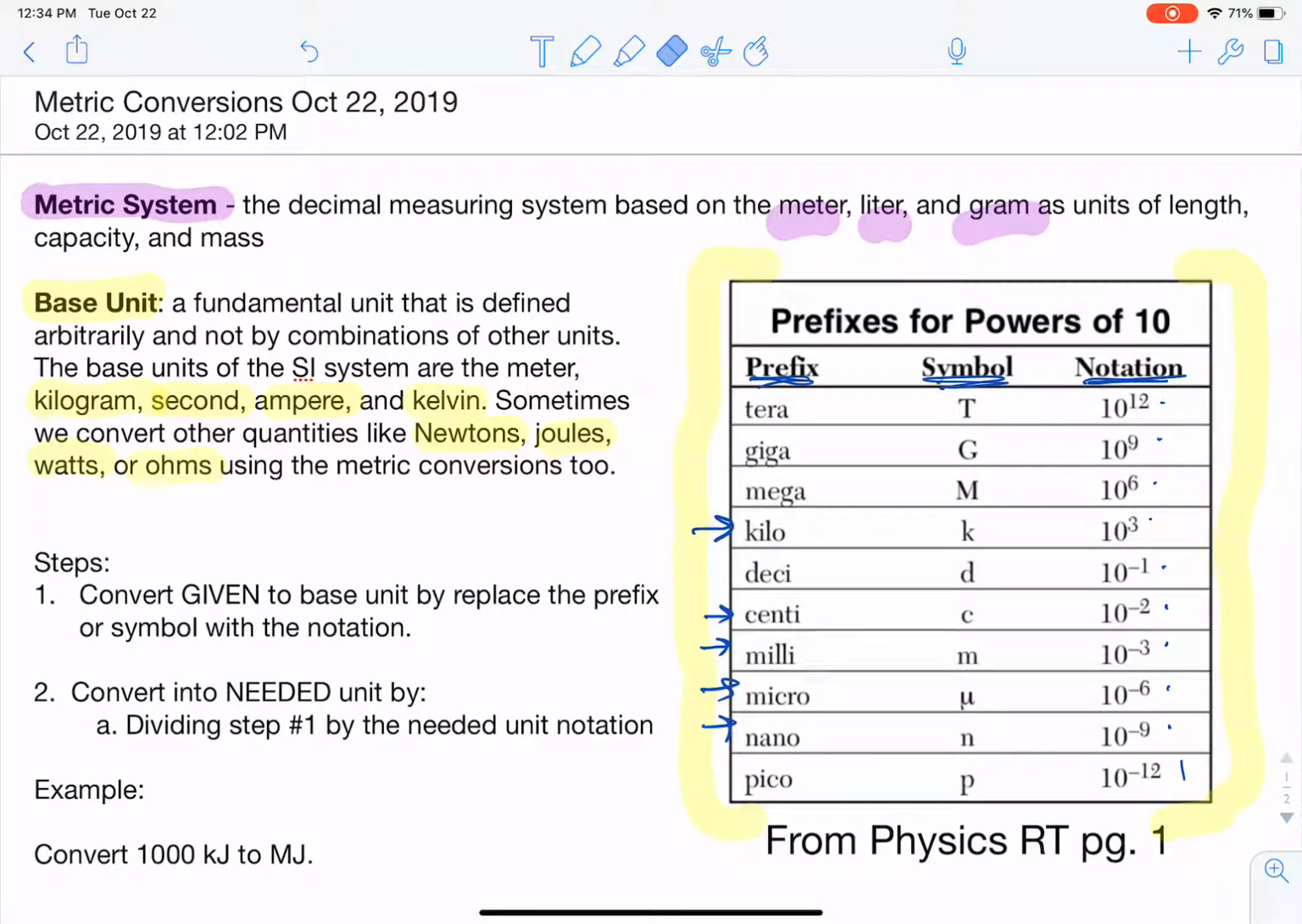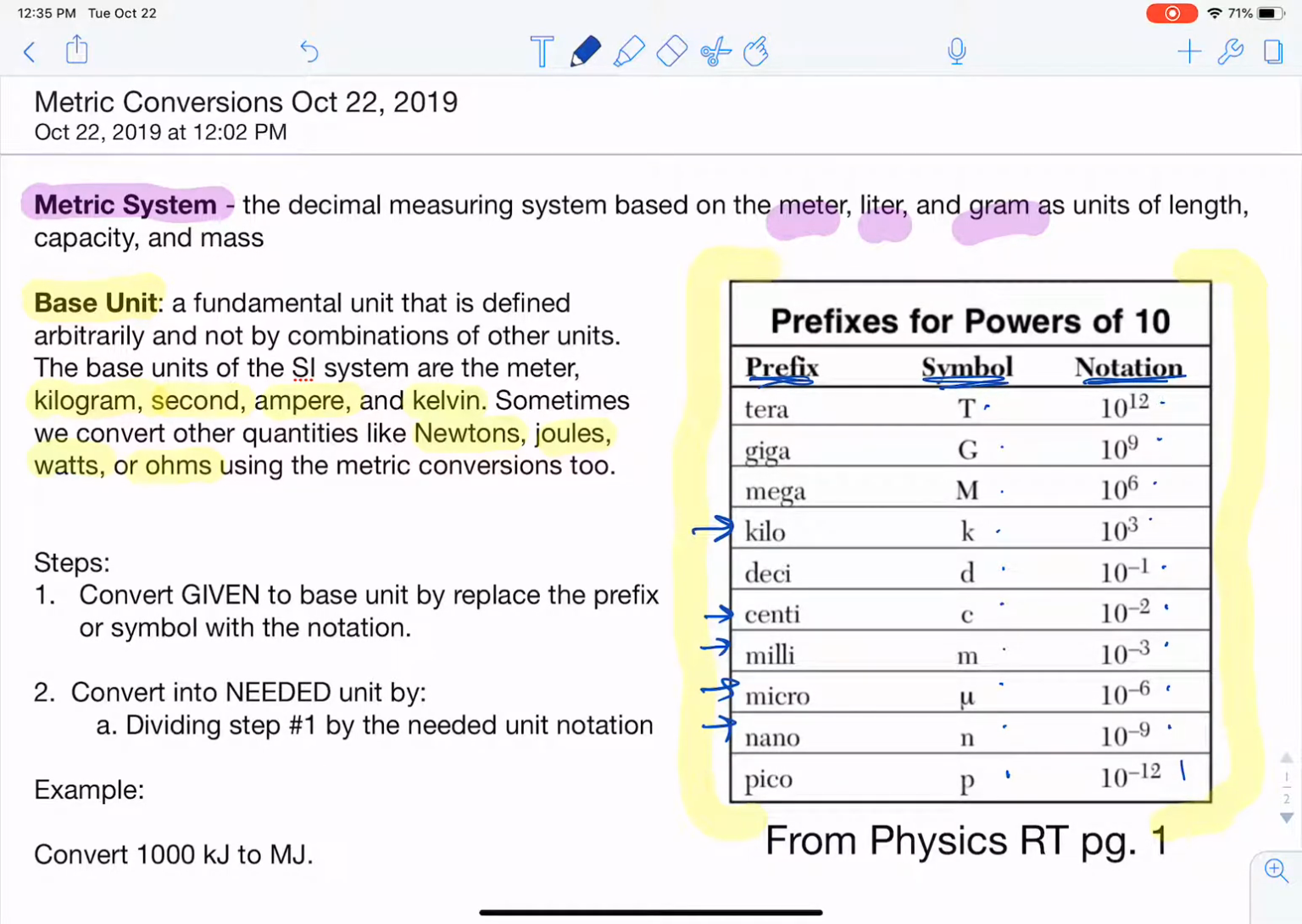So that's the prefix, for how you say it. The symbols are just letters. There we go, so that's what these would look like. And that's the letter that goes in front of the base unit. Then finally, the notation is what the numerical value is for that. So we have like 10 to the 12th for tera, and so on.